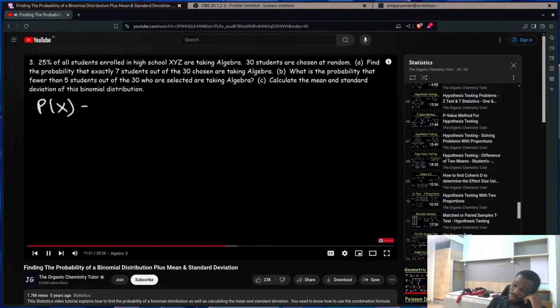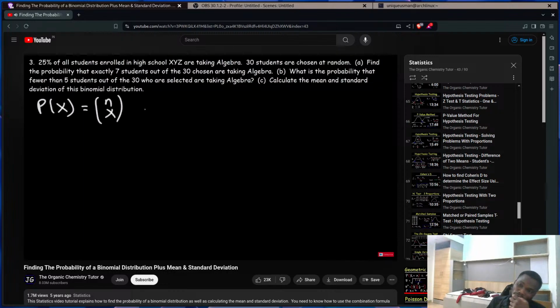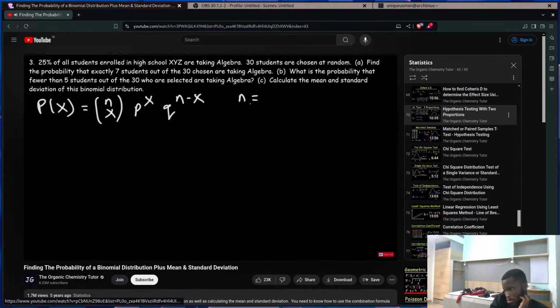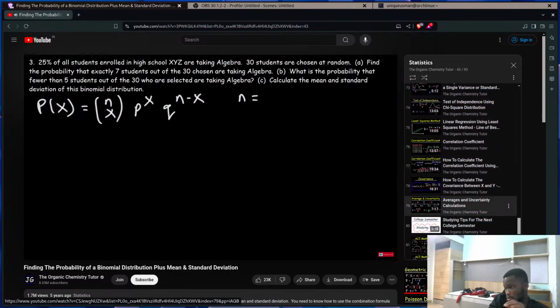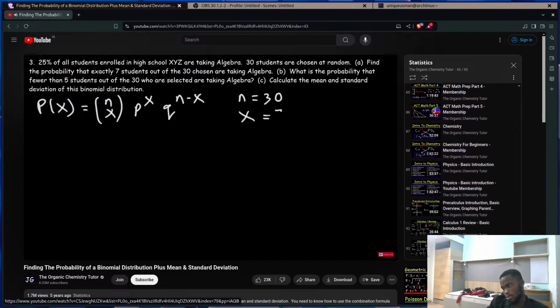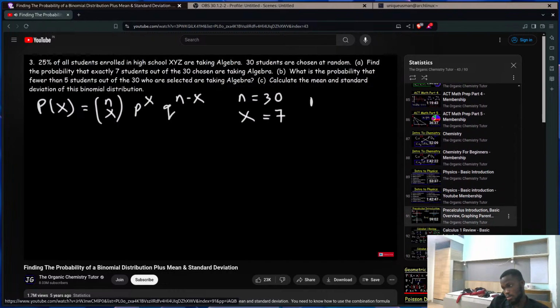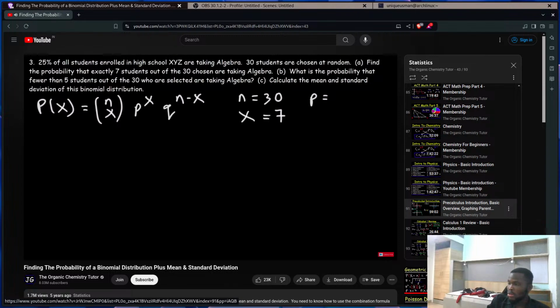So we're going to use the same formula as we've been using in the last 2 problems. So what is n in this problem? n is going to be the number of students that are chosen at random. That's 30. x is going to be the number of successes in n trials. So these are going to be the number of students who are taking algebra out of the 30 chosen. So x is going to be 7. p is the probability of selecting a student who is taking algebra. And that's going to be 25% or 0.25.